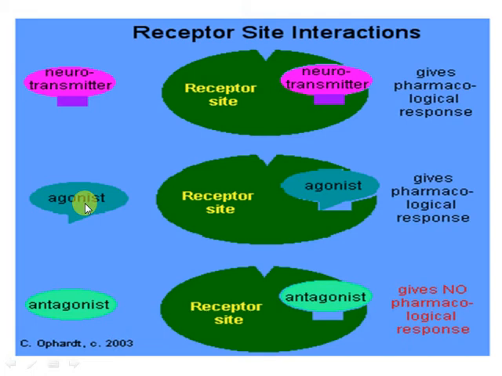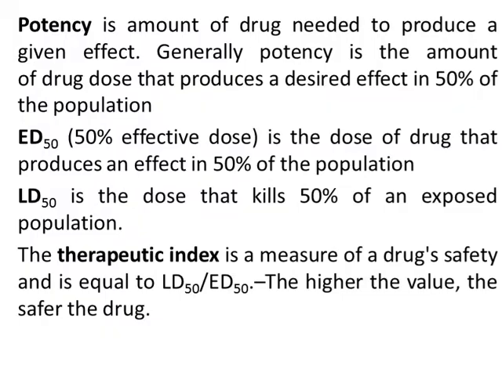For any drug or for any ligand to be an agonist, it should have a perfect structure so that it can bind with the receptor site. While an antagonist should partially bind with the receptor site, and the purpose of the antagonist is just to block the receptor site so that nothing can bind with the receptor site and produce any biological response.